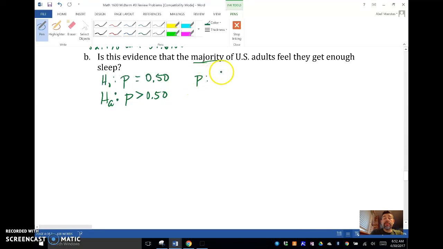So remember I have to define my P here. So I have to say P is the proportion of U.S. adults that feel, man, I just cannot write.